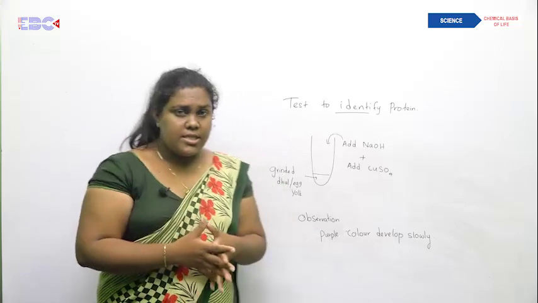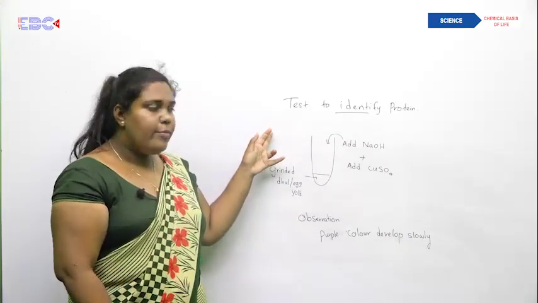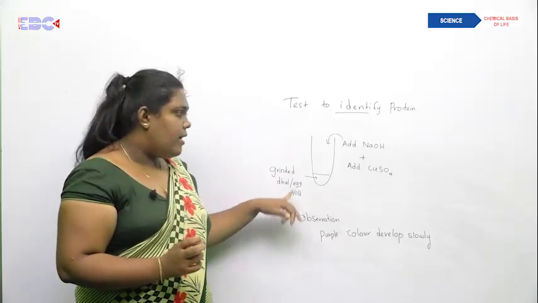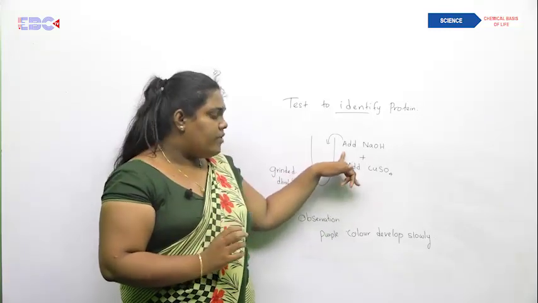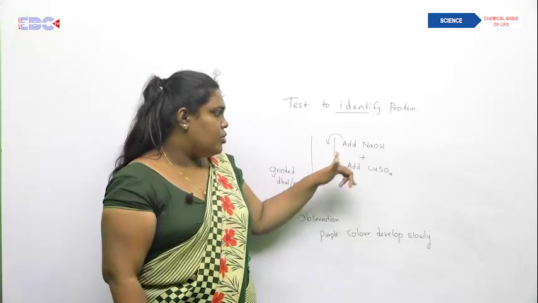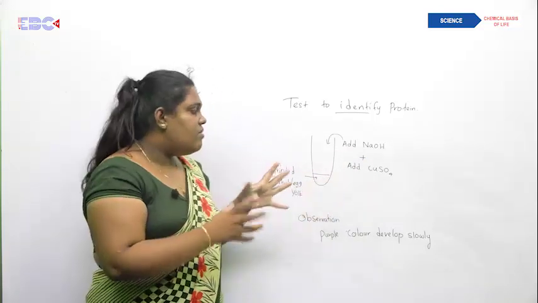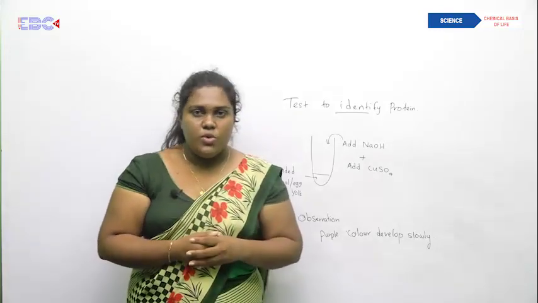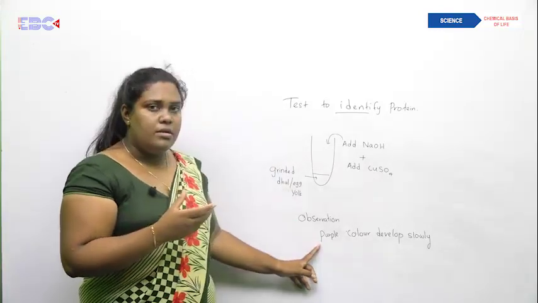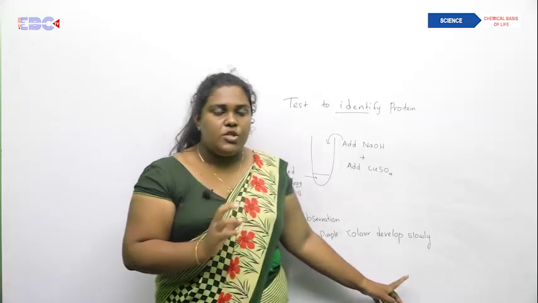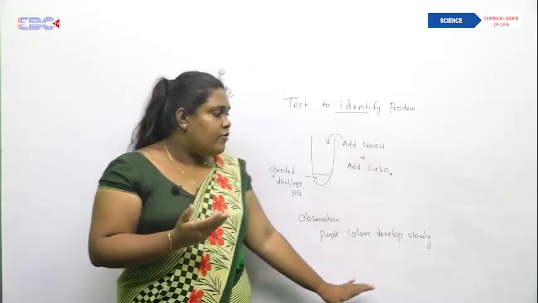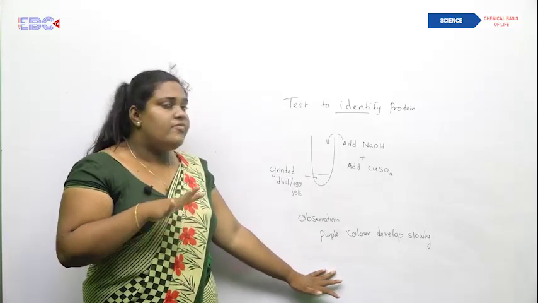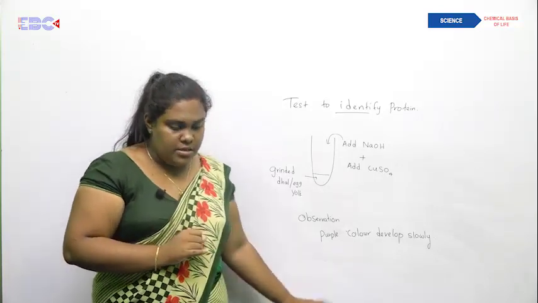So next is the test to identify protein. Here we take ground dal or an egg yolk, add it into a test tube, and we add sodium hydroxide solution and copper sulfate. Then we mix the solution well, right? Then you can see the observation that a purple color will develop slowly. So if this observation is there, it confirms that this food contains proteins.